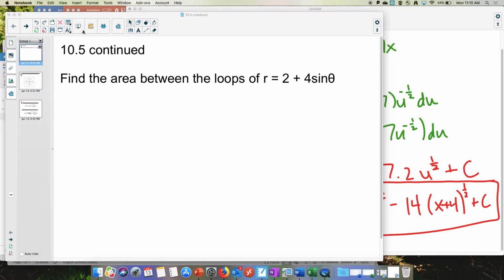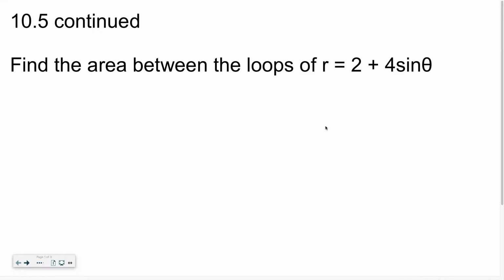Yep, there are only 2 examples. Go. I feel like there are only 2 examples for the last 3 days, between the loops. Between the loops. Yep. So first of all, write it down.